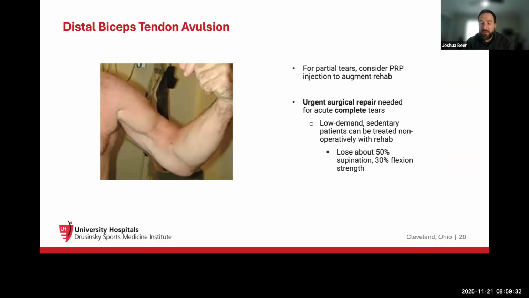If they're a low demand or an older individual, sedentary, you can consider doing non-operative treatment for a full thickness tear. You just want to counsel them. They'll lose about 50% of their supination strength and about 30% of their flexion strength.